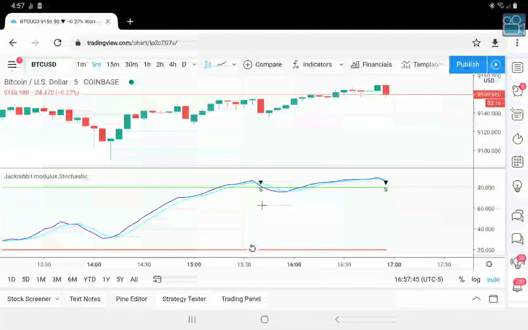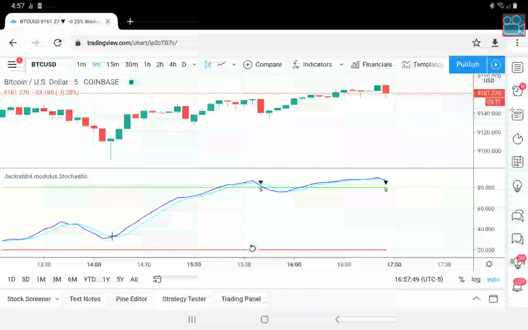Now, normally for a stochastic crossover, anywhere the crossover takes place is a signal. Jackrabbit's version means the crossover must be above the overbought line and below the oversold line. So anything in this area is a void. Of course, the standard is 80 and 20.